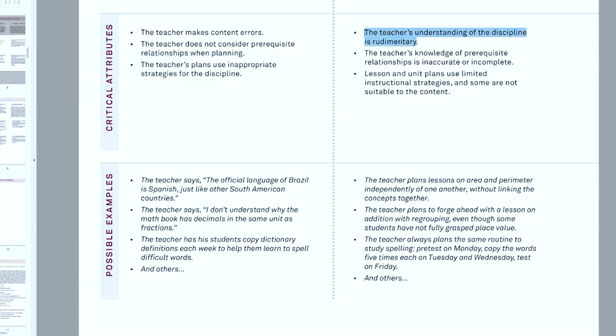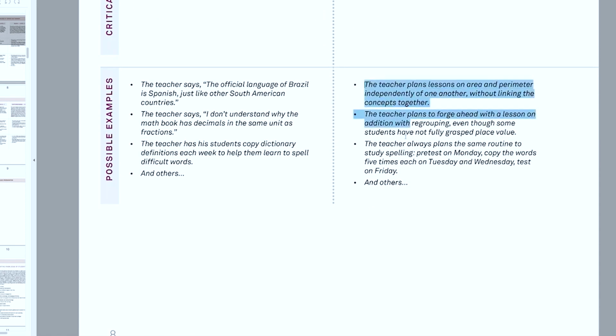Let's take a look at some of the examples here. Teacher's understanding of discipline is rudimentary, all right? Teachers' knowledge of prerequisite relationships is inaccurate or incomplete. So you kind of know they need prerequisite skills, but you don't really boost them. Lesson plans and unit plans use limited instructional strategies, and some are not suitable for the content. So your lesson plans are not great. And then they have kind of the examples here of what that's going to look like, okay?